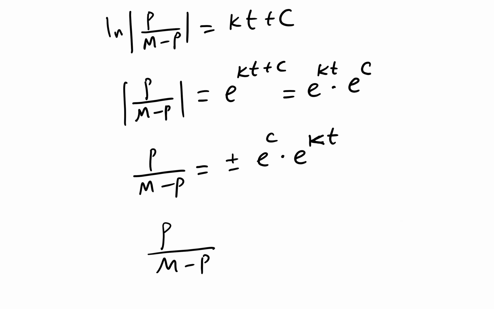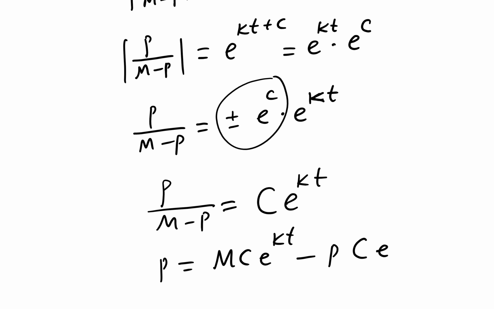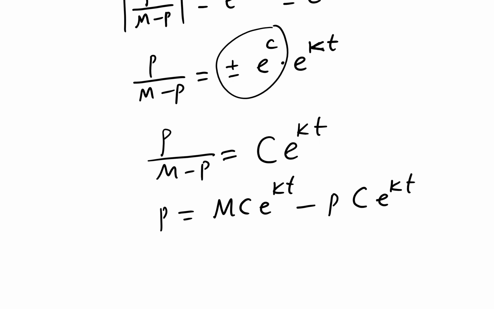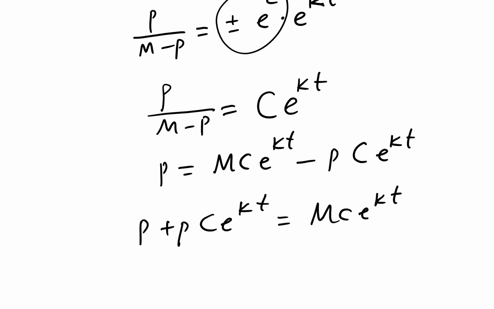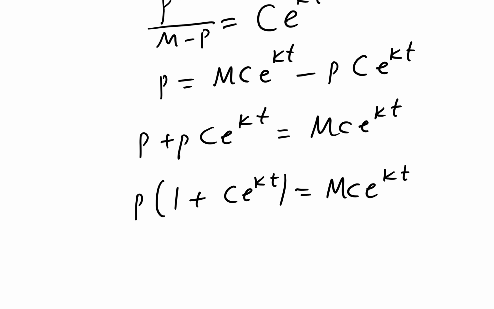Then, for simplicity, all this is a constant. We can use any other constant. Even if you call it C again, it's fine. Cross multiply, you get MC e to the kt minus PC e to the kt. Bring the terms with P to one side and the others to the other side. Factor P out. And divide.